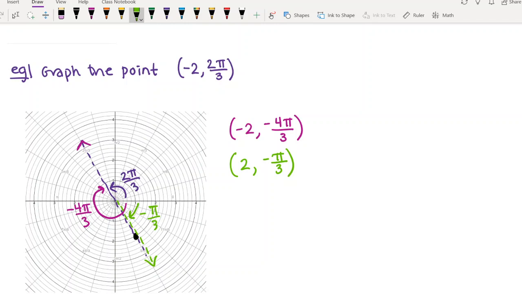So it's really just, when you draw your first angle, are you going towards or away from where that angle is pointing? If you're going towards it, then that's a positive r. If you're going away from it, then it's a negative r.